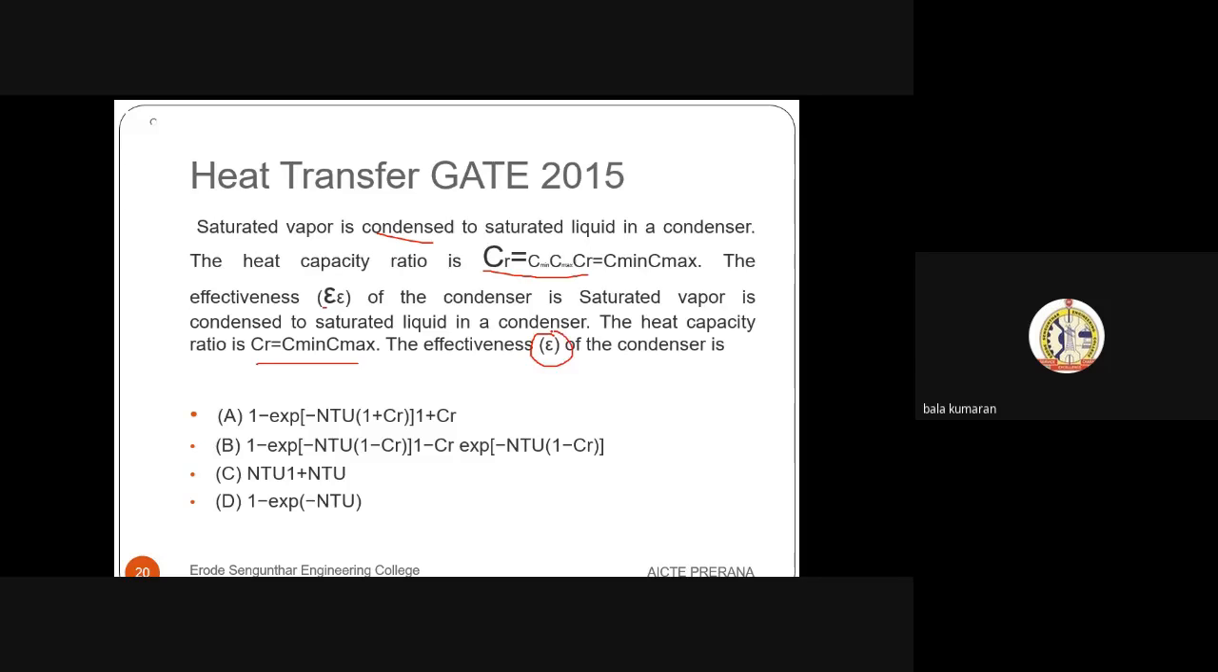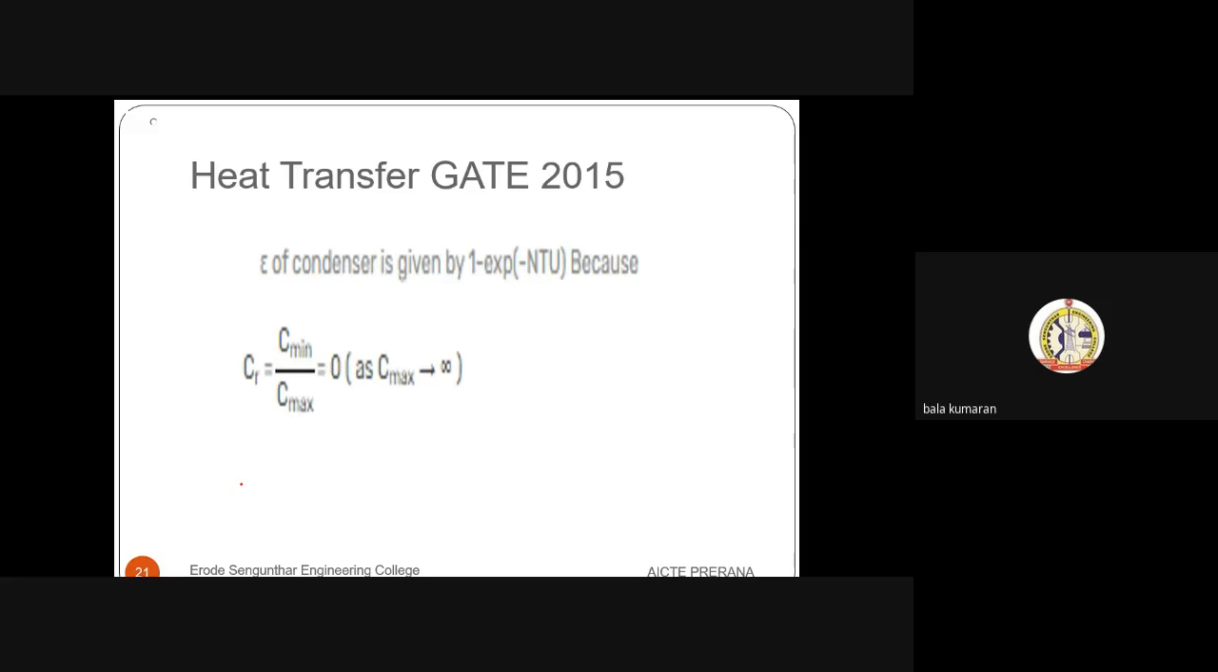This is actually a general formula. We know that this is the formula: E is equal to 1 minus EXP of minus NTU. This is the general formula, so we should know that.